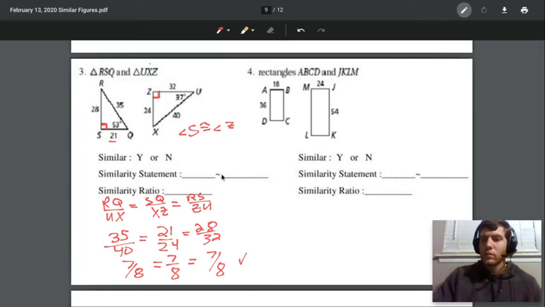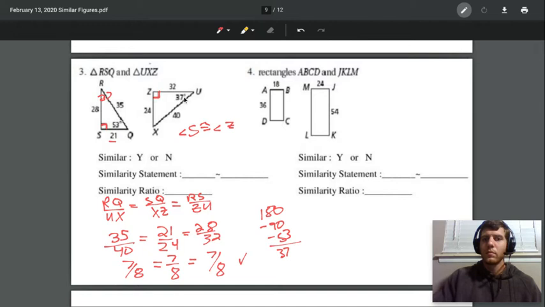The 3 angles of a triangle add up to 180. So if we were to do 180 minus 90 minus 53, that's going to be 37. So our missing angle here, R, is going to be 37.